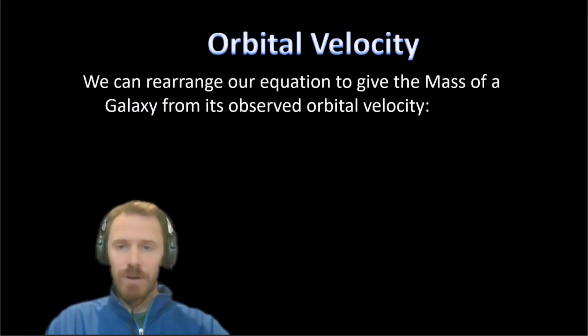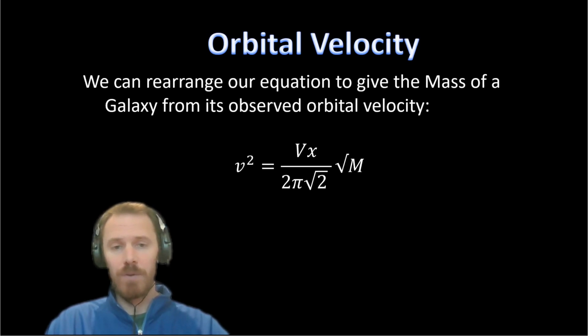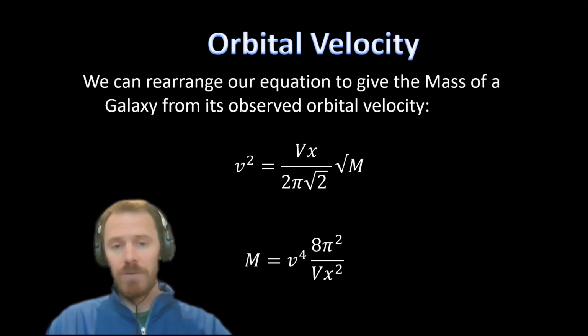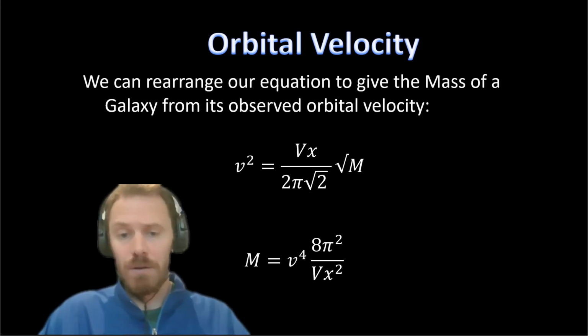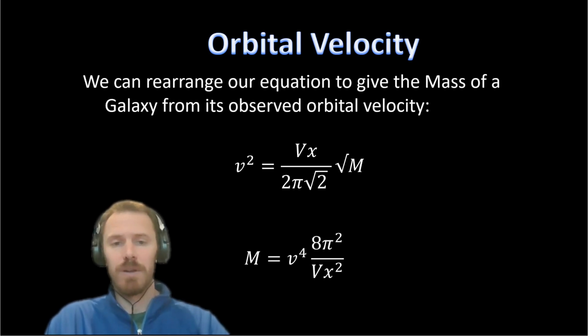We can also rearrange our equation to give the mass of the galaxy from its observed orbital velocity. So we have our orbital velocity formula, and if we rearrange that, we can get it to show us the mass from the observed orbital velocity.